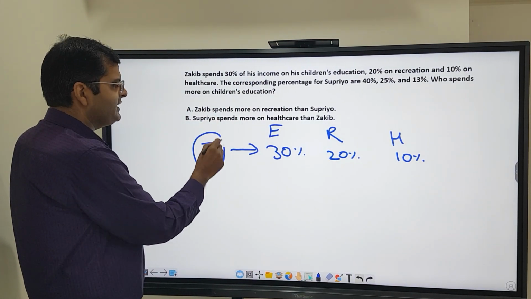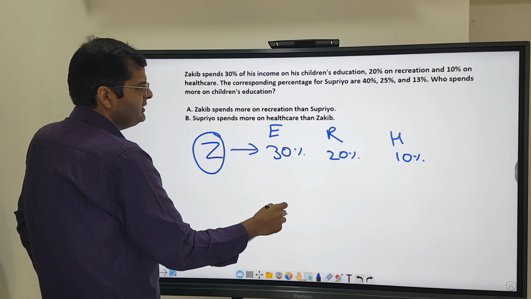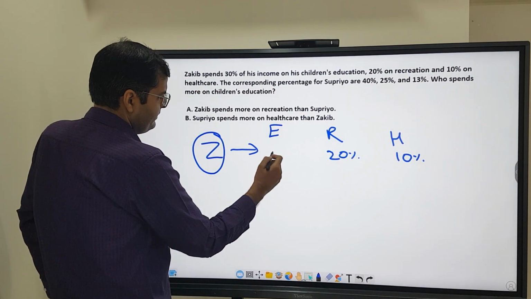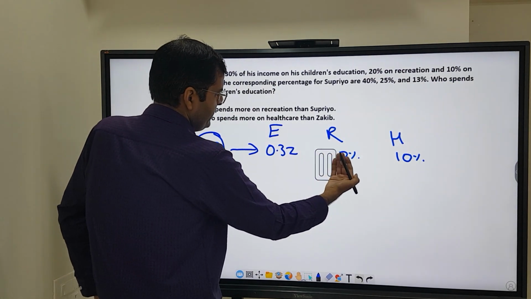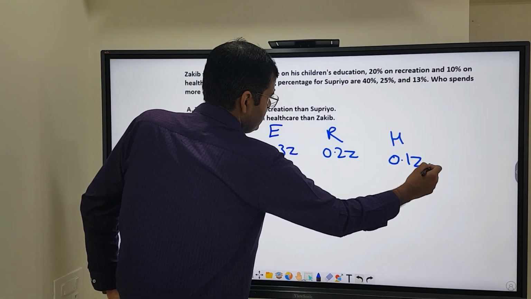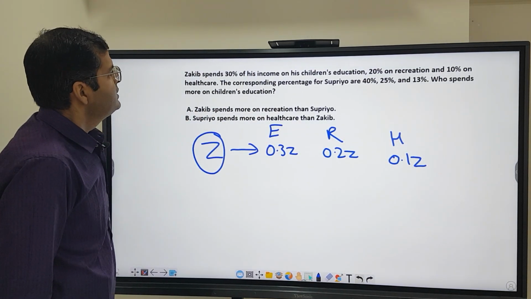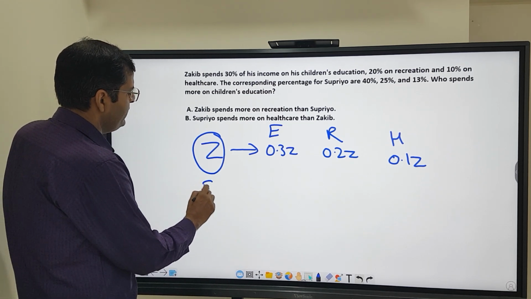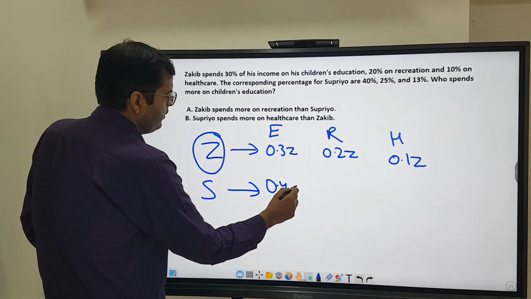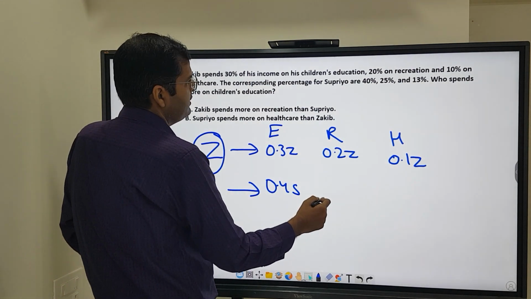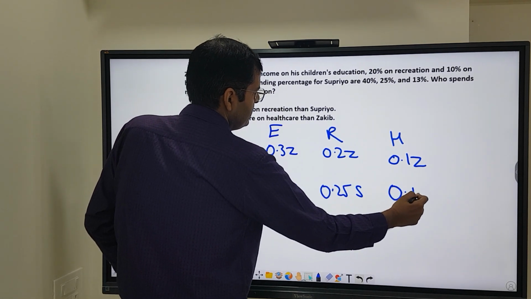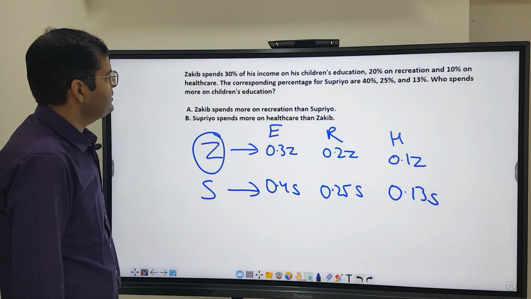Total spending of Zakib is Z. So E is 0.3Z, R is 0.2Z, and H is 0.1Z. Let me write these numbers exactly: 0.3Z, 20% is 0.2Z, and 10% is 0.1Z. So this is the spending by Zakib. The corresponding percentages for Supriyo: let Supriyo spend a total of S amount. It is 40% on education, so 0.4S, 25% on recreation, so 0.25S, and 13% on healthcare, so 0.13S.